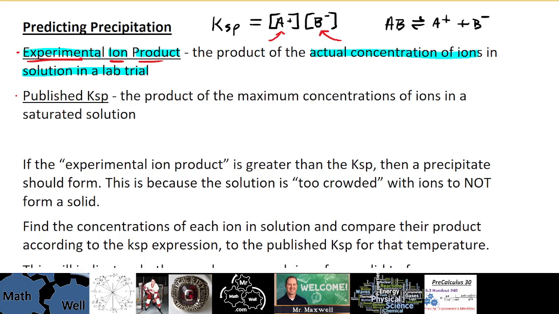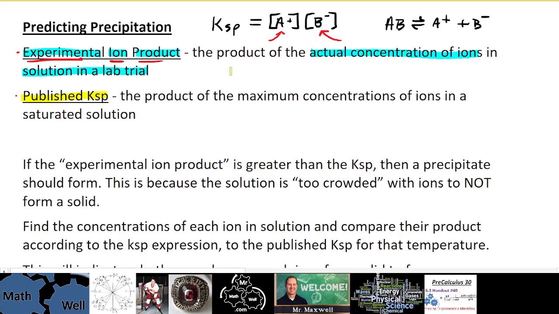The published Ksp, and again, I don't know if you'll read this exact terminology in the textbook. This is what I was trained calling it, the published Ksp, so that's what I'll call it. That's simply the Ksp that you find in your textbook or online. It is the solubility product constant for the substance, and usually it's given at room temperature, 298 Kelvin or 25 degrees Celsius. And we can assume that anything we do in the lab is at room temperature, so we'll use those numbers.